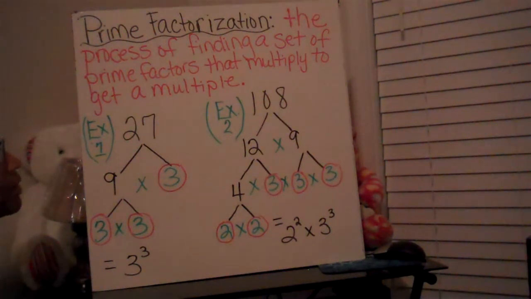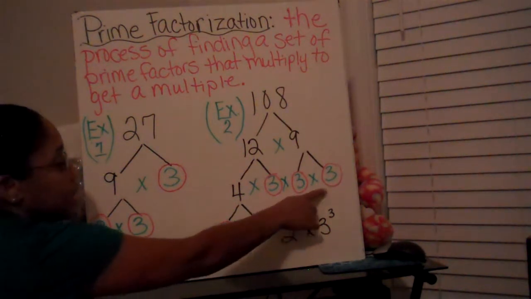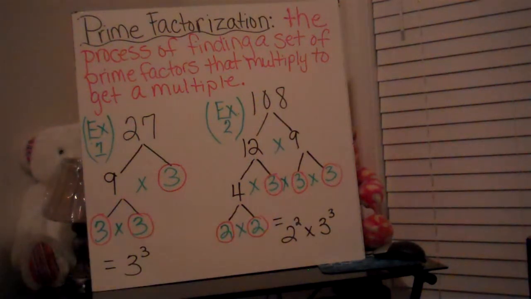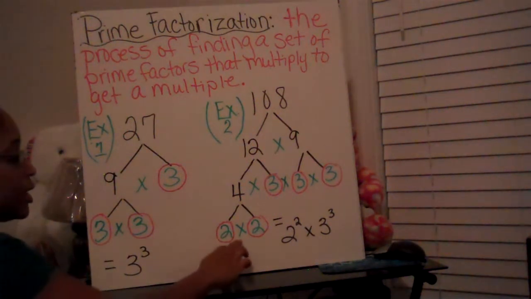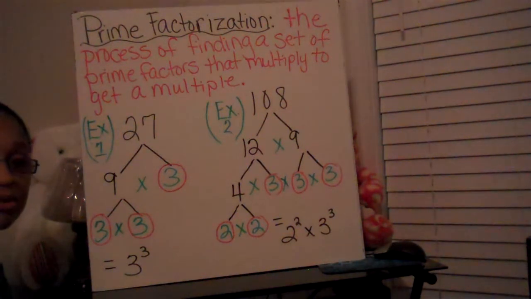And therefore the prime factorization of 108 is 2 times 2 times 3 times 3 times 3. And if we wanted to write that using exponents, we write that as 2 squared, or 2 to the second power, because there are 2 2's, times 3 cubed, or 3 to the third power, because there are 3 3's.